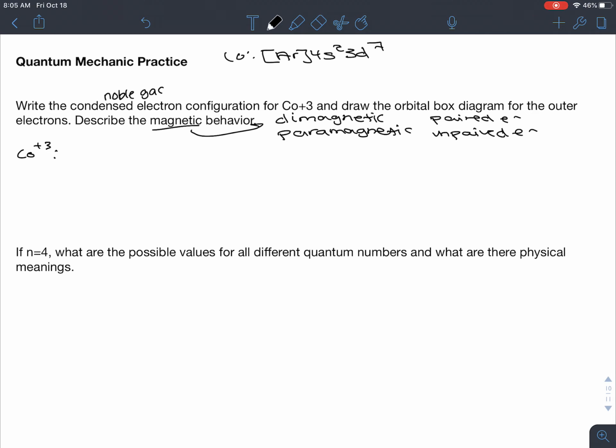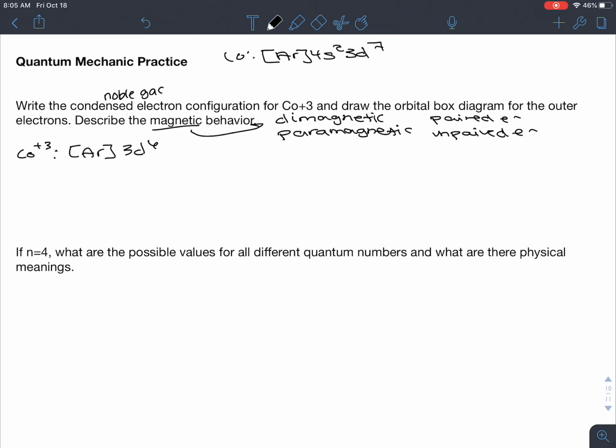Now these 3 electrons do not go from the d orbital first. They are first going to go from your outermost shell, which is the 4s. So 4s2 is gone now, but then you still have one more electron. So your electron configuration for cobalt 3+ would be argon 3d6.